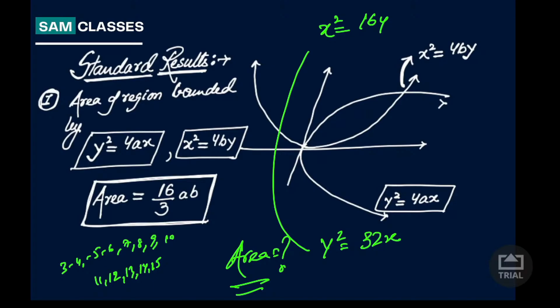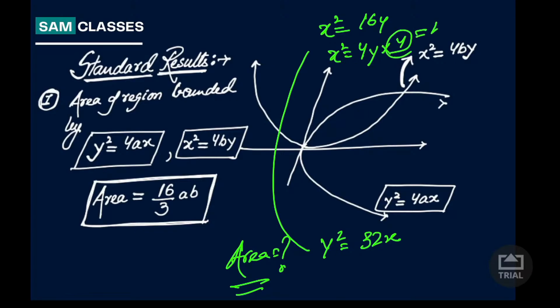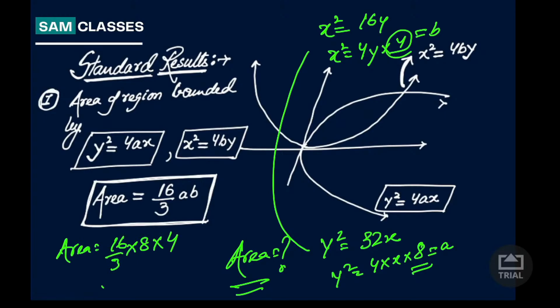Root 2 AB. Okay. Chalo, let me show. First I'll find what A and B are. In x square is equal to 4 into y, what is left is 4, so this is my B. Now here y square is equal to 4 into x into what is left? 8. So this is my A. So area is equal to 16 by 3 into A, that is 8, and B, that is 4. 8 into 4 is 32, 32 into 16 is 512, so the answer is 512 by 3.